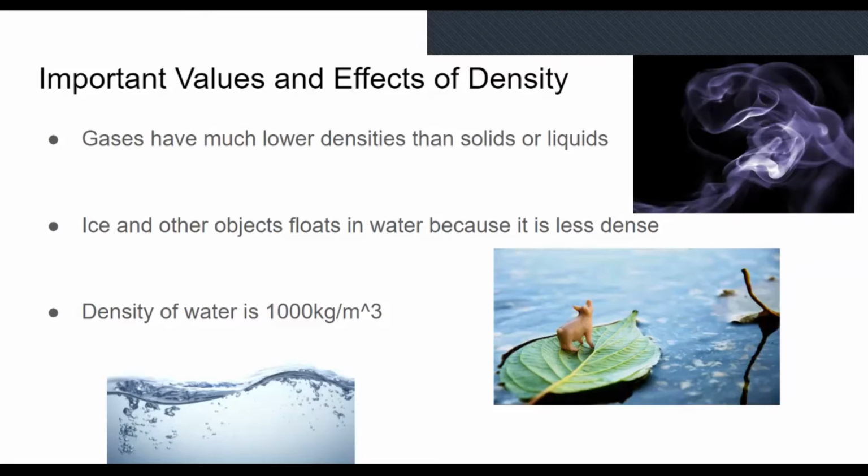Important values and effects of density. Gases have much lower densities than solids or liquids. Ice and other objects float in water because they are less dense. The density of water is 1,000 kilograms per meter cubed.